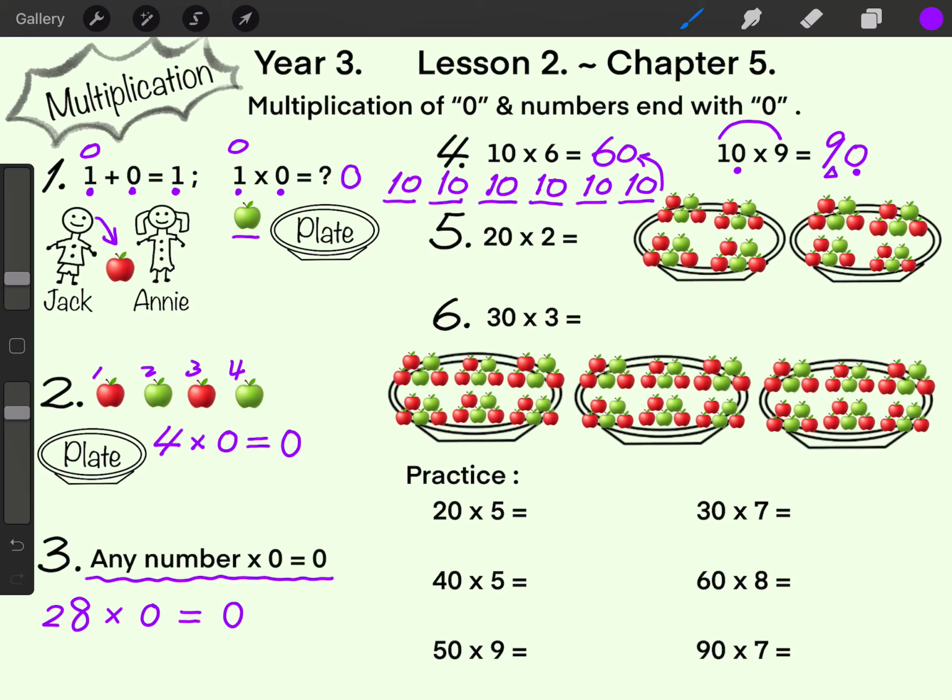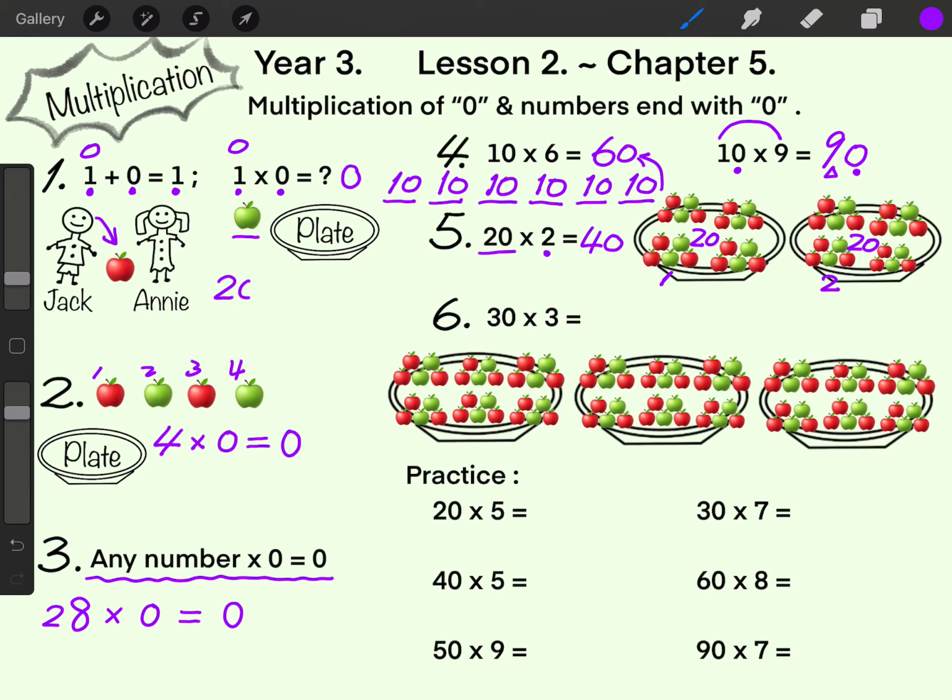20 times 2. For example, there are 2 plates. 1, 2. 2 plates. On each plate, there are 20 apples. So 20 apples on plate 1, 20 apples on plate 2. So totally there are how many apples? That's 40. 40 apples in total. So 20 times 2 equals 40.